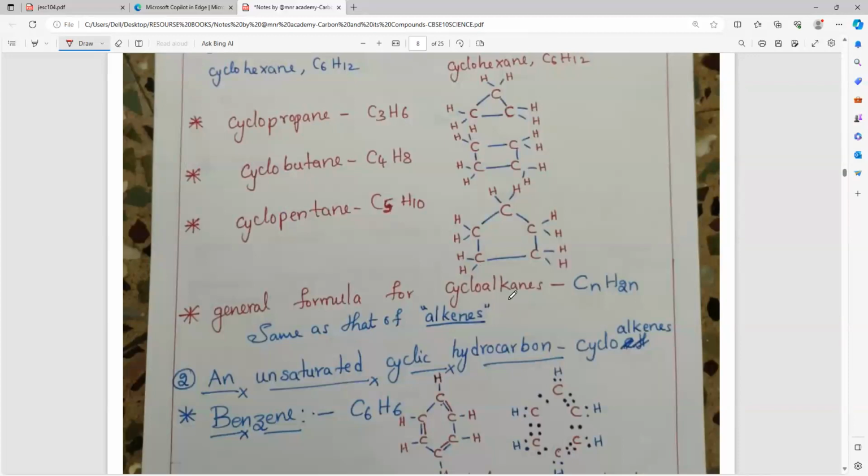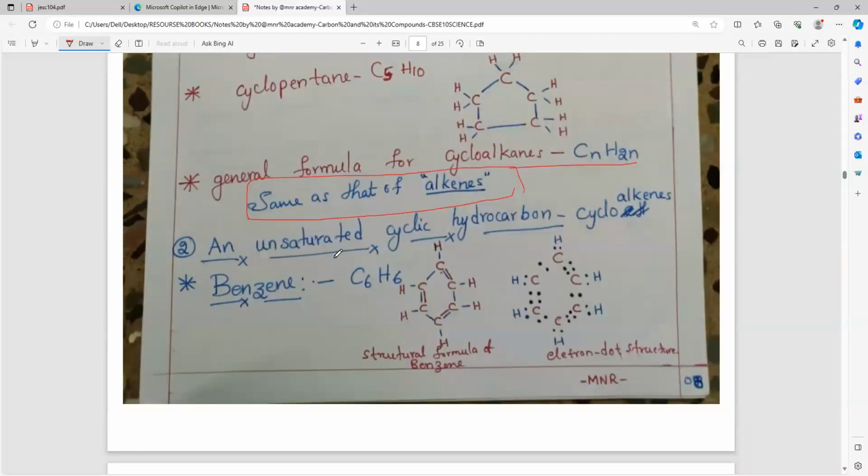So what is the general formula of cycloalkanes? Anybody? General formula of cycloalkanes. And down I have written something. Can you tell me what I have written? Everybody? Formula for alkene: same as that of alkanes.